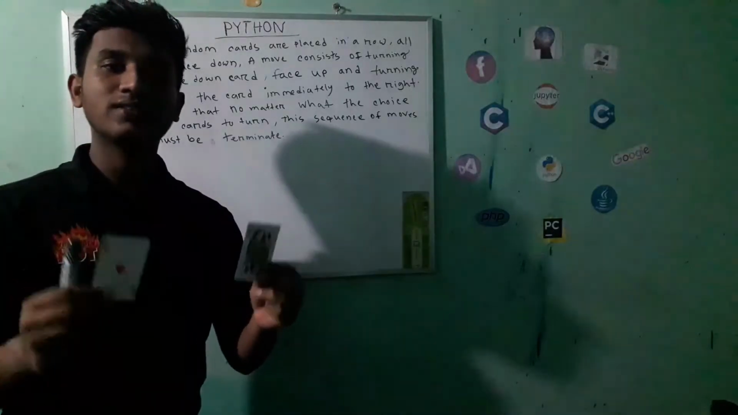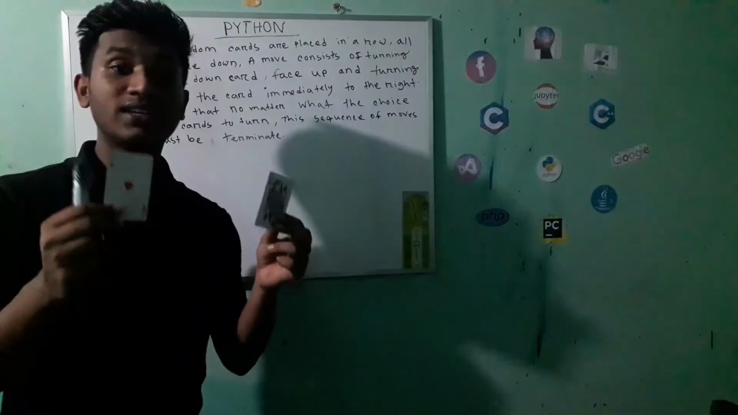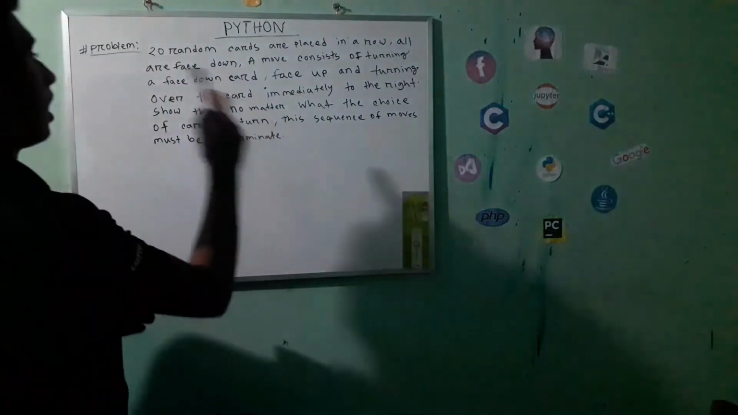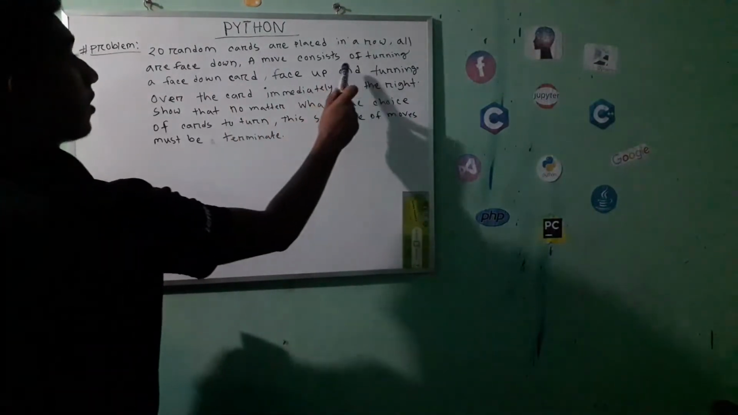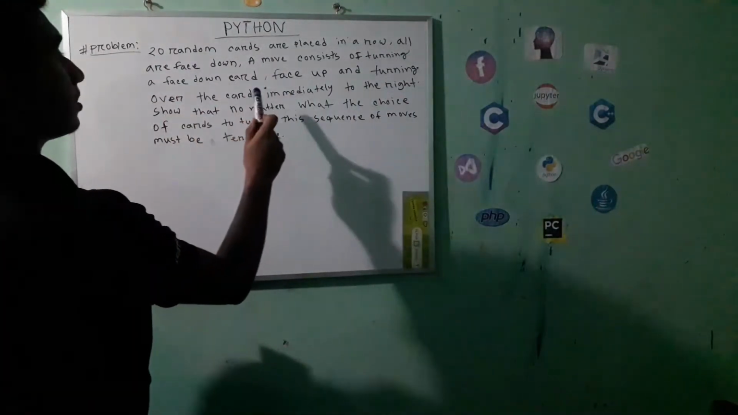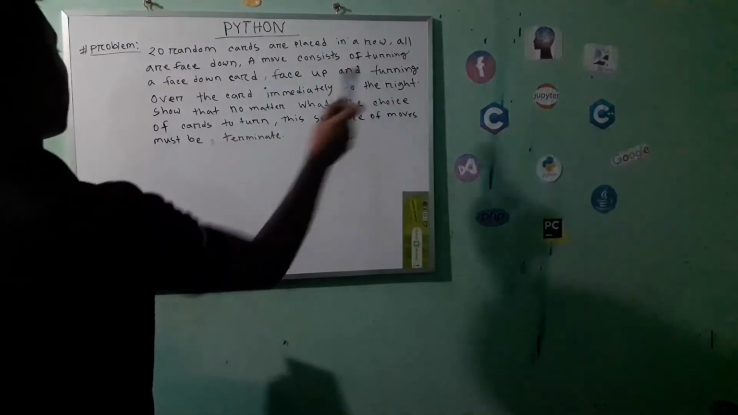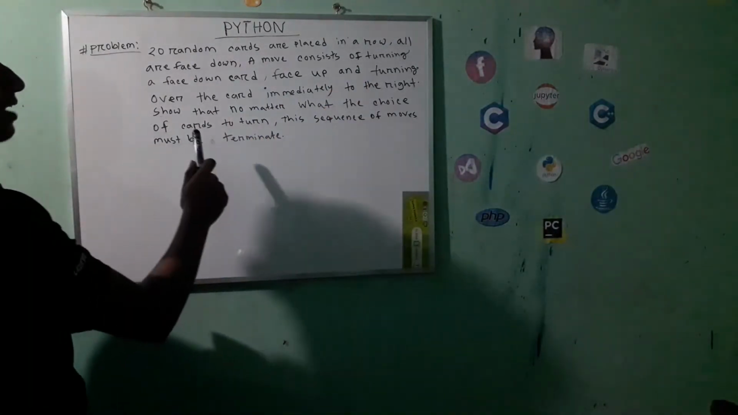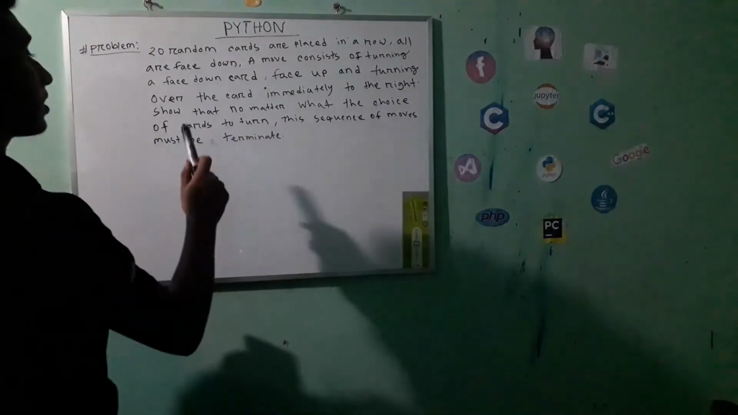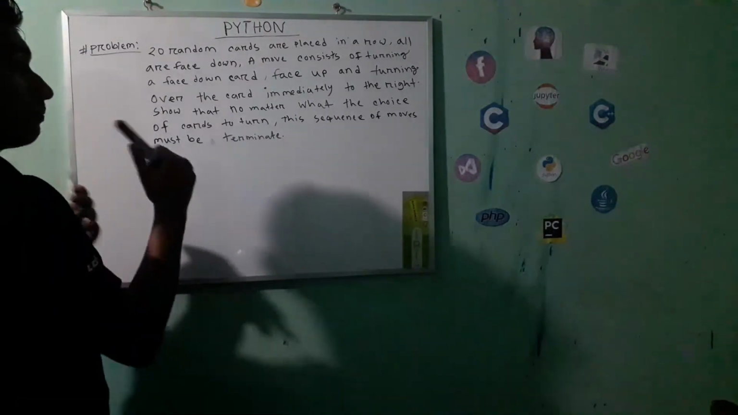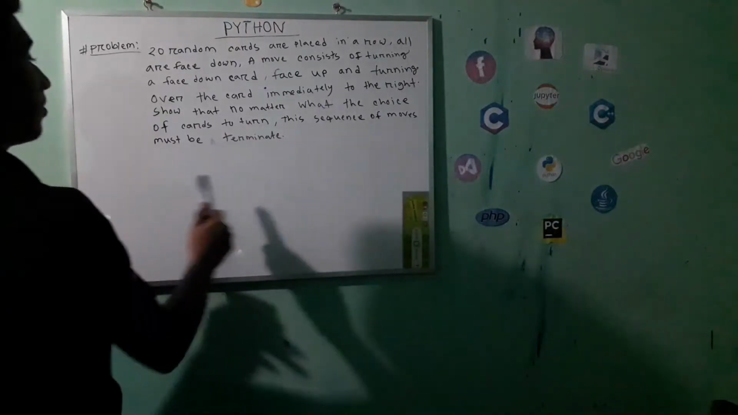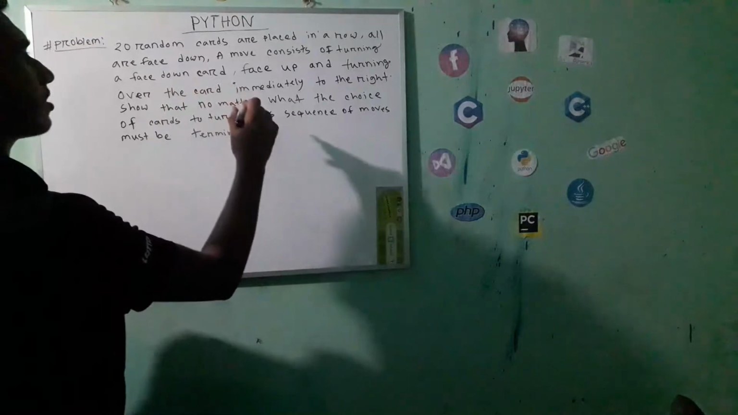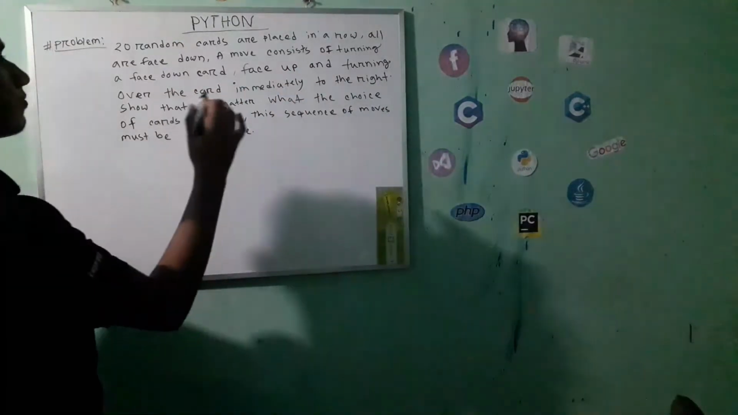The problem is: 20 random cards are placed in a row, but all are face down. A move consists of turning a face down card face up and turning over the card immediately to the right. Show that no matter what the choice of the card to turn, this sequence of moves must terminate. So that means 20 random cards are placed in a row, all face down.